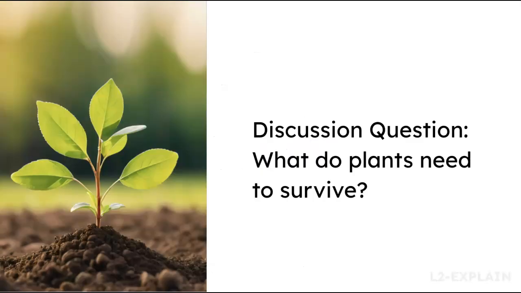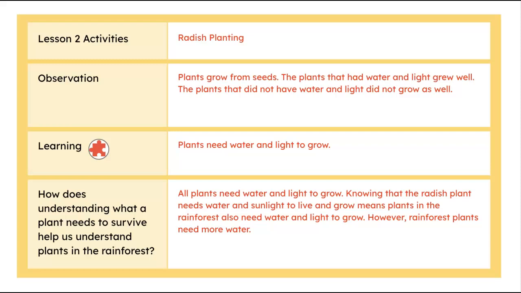For the Explain portion, you'll invite students to gather in a circle to share their observations of the seeds they planted. Use the provided questions to guide your discussion around the question, what do plants need to survive? The goal of this class discussion is to analyze student data and identify patterns related to what plants need to grow. Use the discussion to create the Lesson 2 summary chart.